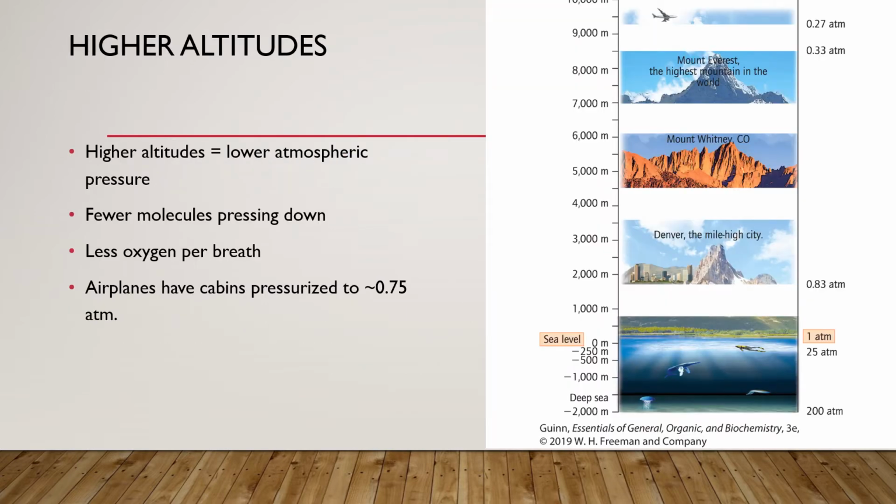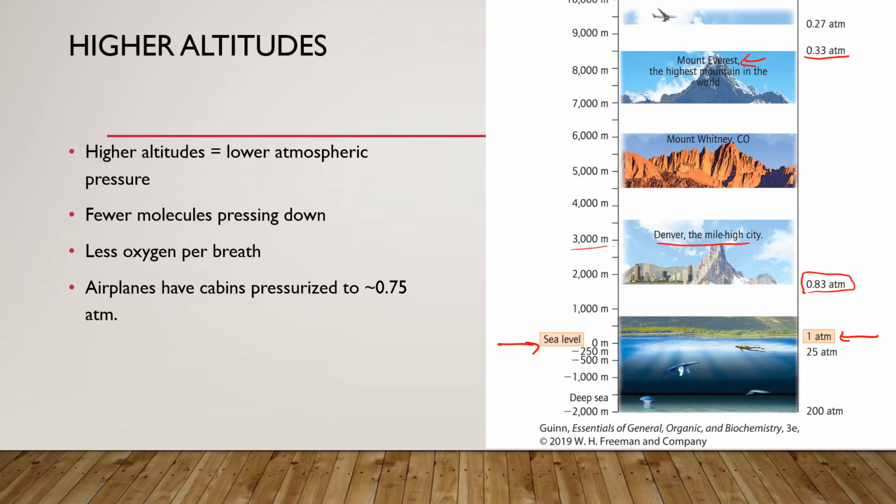As we defined earlier, at sea level the pressure of our atmosphere is 1 atm. As we go to higher altitude, the atmospheric pressure starts decreasing because there is less air. If you go to Denver, the mile-high city, the average elevation there is about 3,000 meters. The pressure drops to about 0.83 atmospheres. On the top of the highest mountain, Mount Everest, the atmospheric pressure is only 0.33.